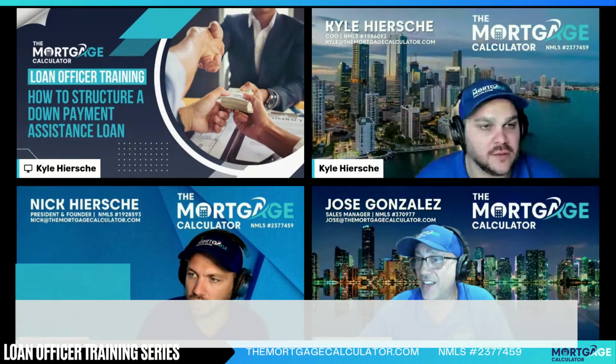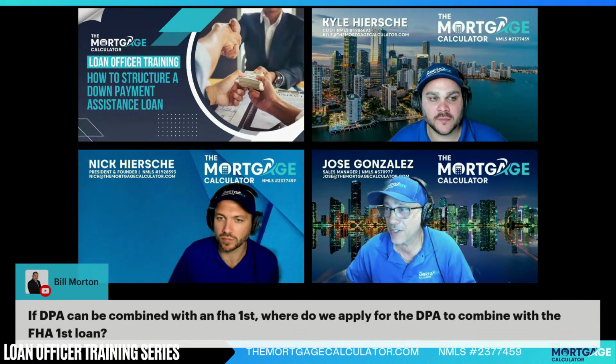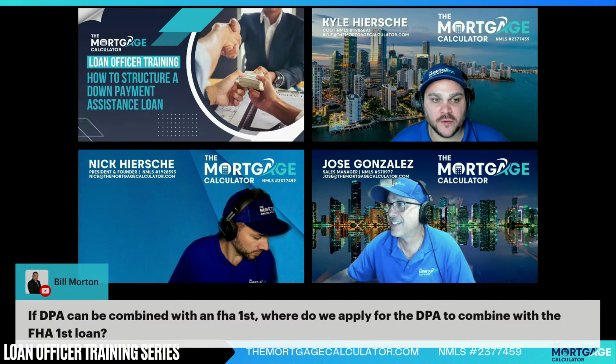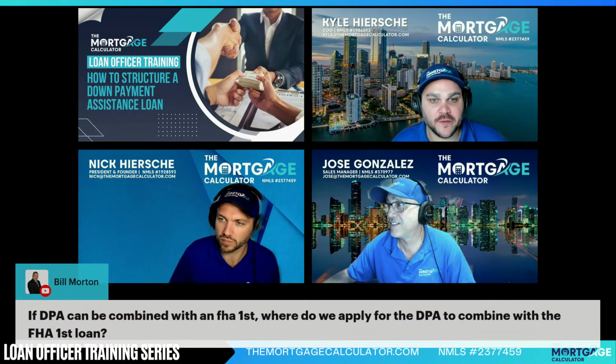Yeah, that one was talking about probably the closing cost assistance option, which requires them to have 3.5% of their own funds. Okay. Next question here: if DPA can be combined with an FHA first, where do we apply for the DPA to combine with the FHA first loan?